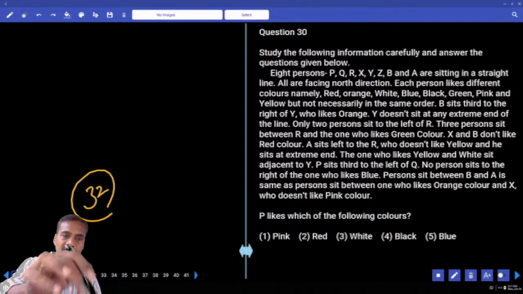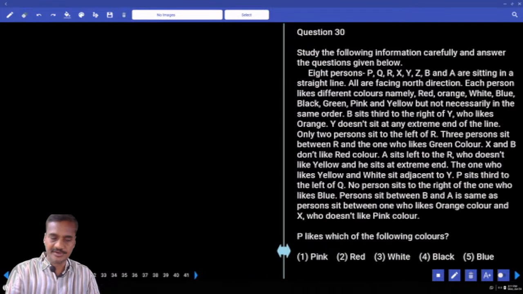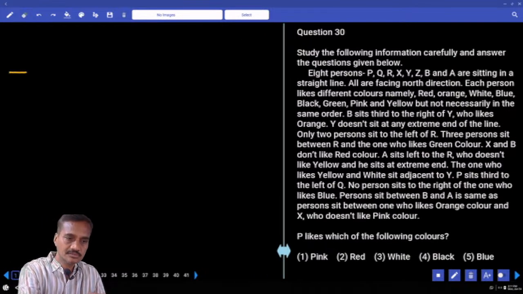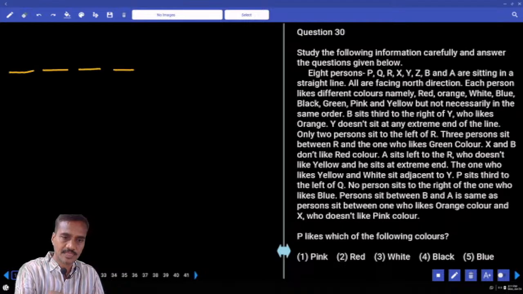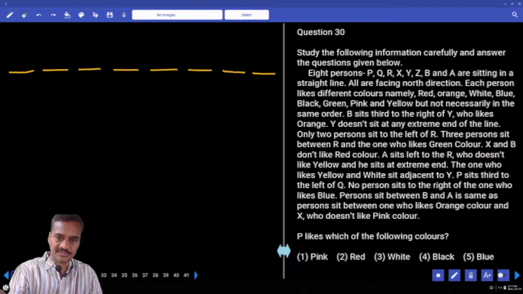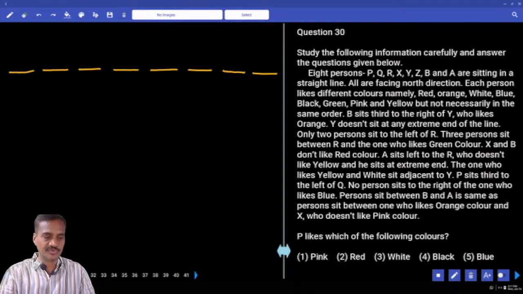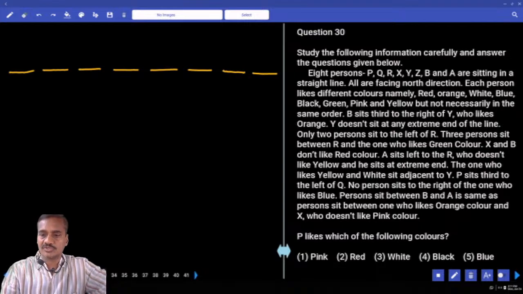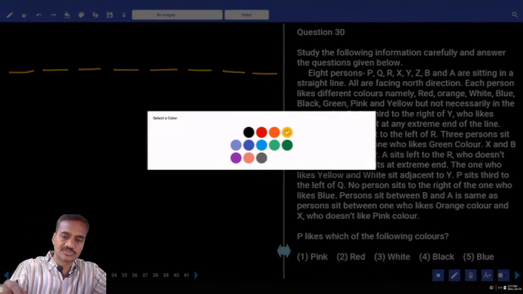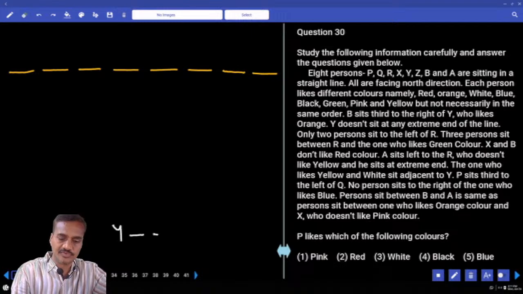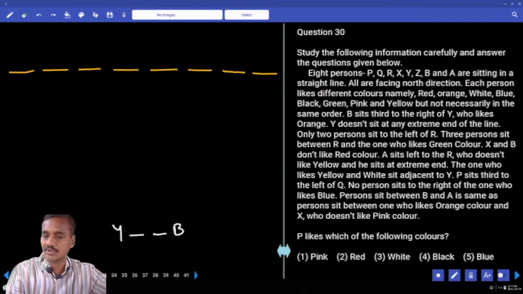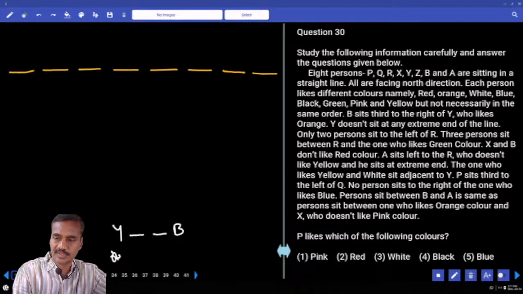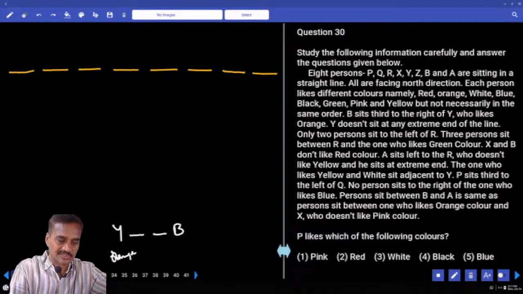And all the persons are facing towards north. And one parameter is added. How many persons? 5, 6, 7, 8. Then starting with the first information. And all are facing north. Each one likes a different color. B sits to the right of Y. B is seated to the right of whom? To the right of Y. Y likes orange. And Y does not sit at the extreme ends of the line.